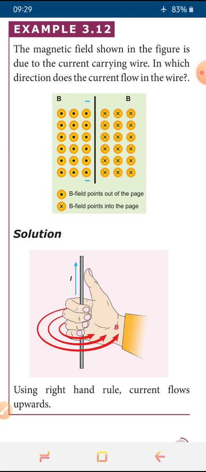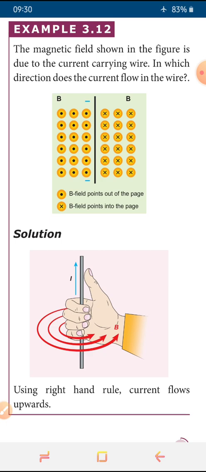That is example 3.12. What is given here is: the magnetic field shown in the figure is due to the current carrying wire. In which direction does the current flow in the wire? They have asked in which direction the current flows in that wire. This is the question.